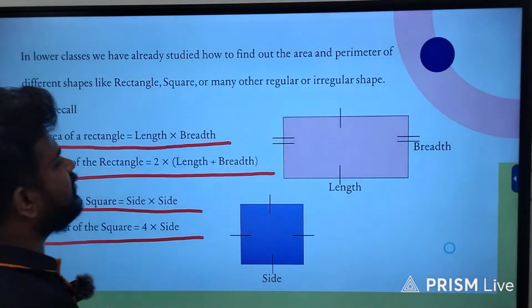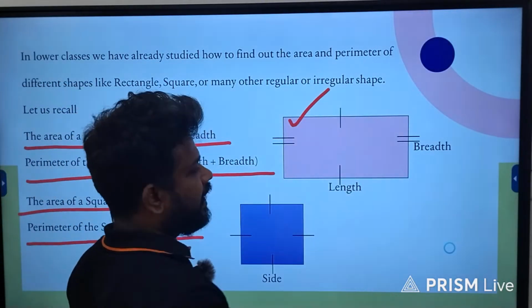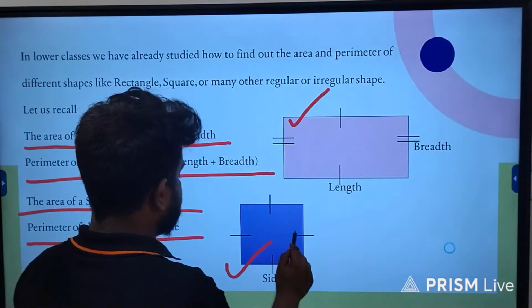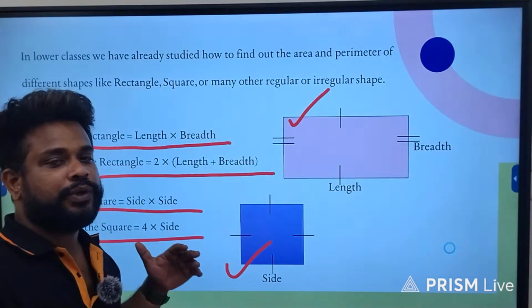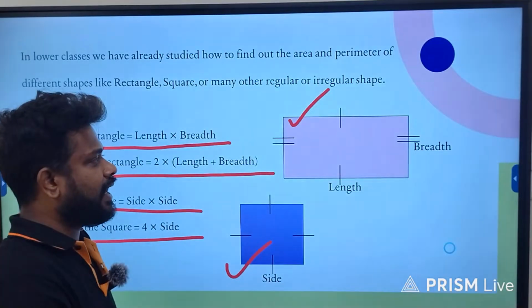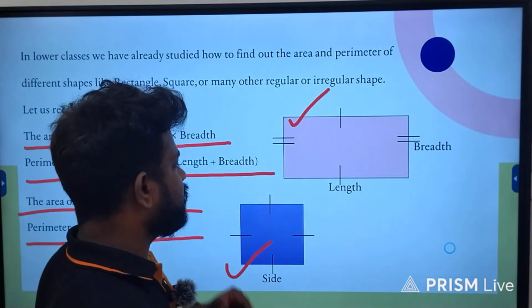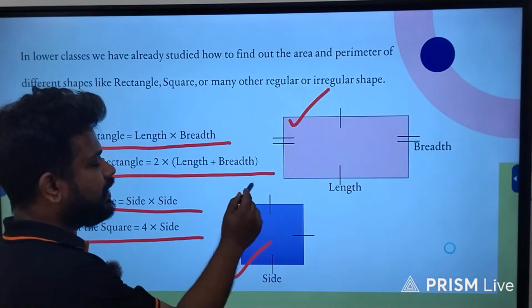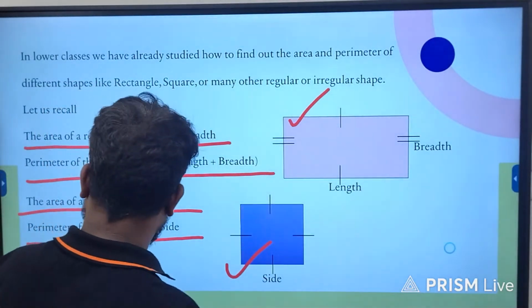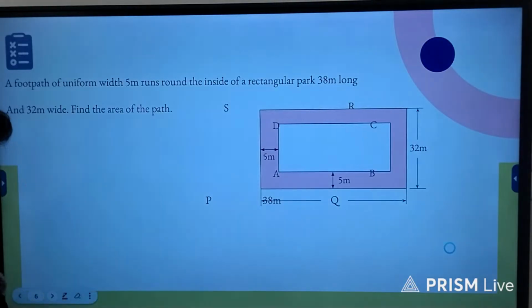So this is the image of a rectangle and this is the image of a square. What is the difference between a rectangle and a square? The rectangle has opposite sides equal, and for the square all the sides are equal. Okay, so let's go further.